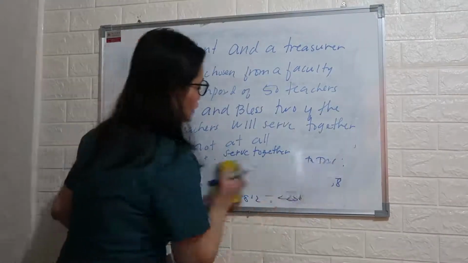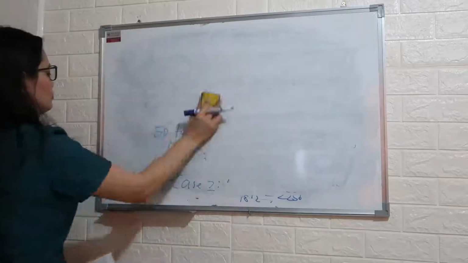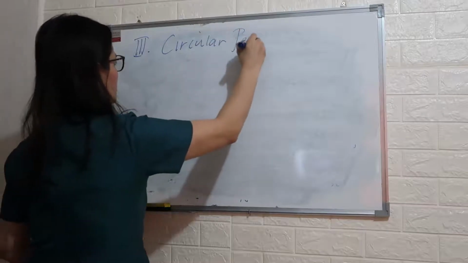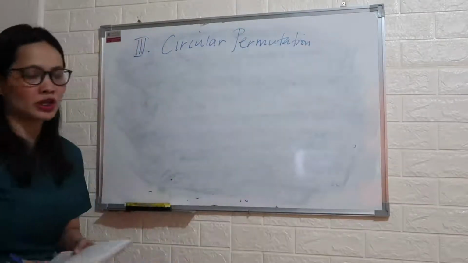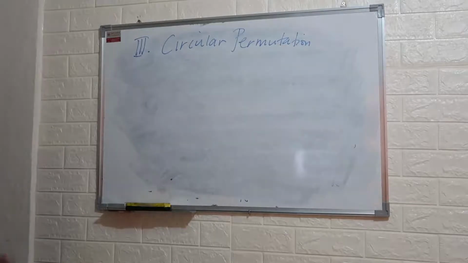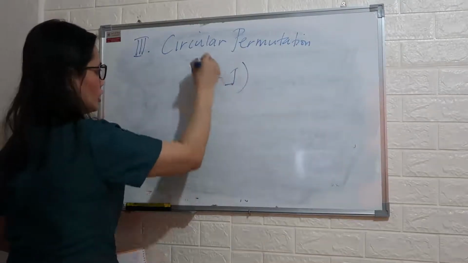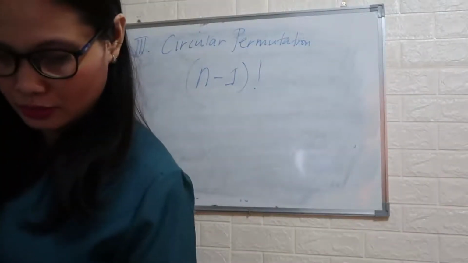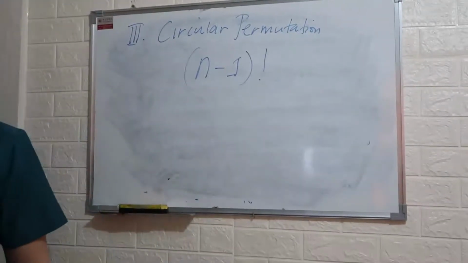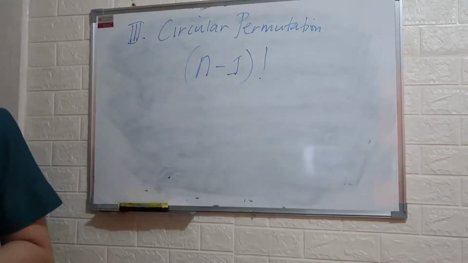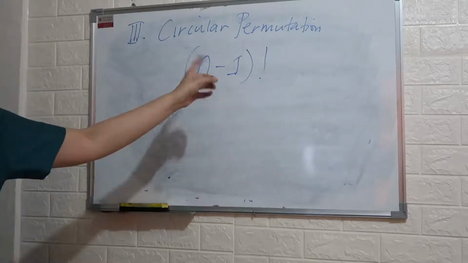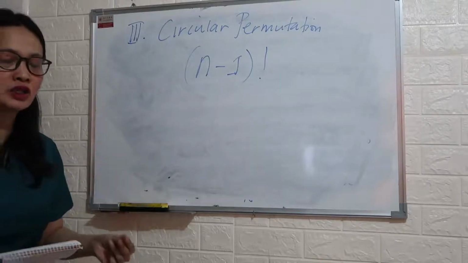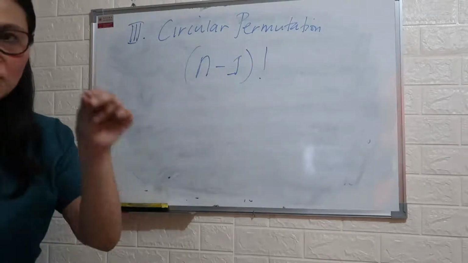Next rule, circular permutation. So we have the third rule, circular permutation. What's the concept of circular permutation? If it's a circle, what's the concept? N minus 1 factorial. Why do we need to subtract 1? What's the concept behind that? If it's circular, may starting point, merong reference point. That's why we need to subtract it by 1, representing the starting point or reference point.